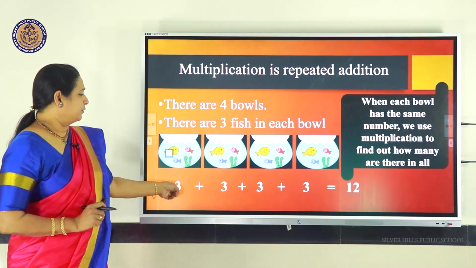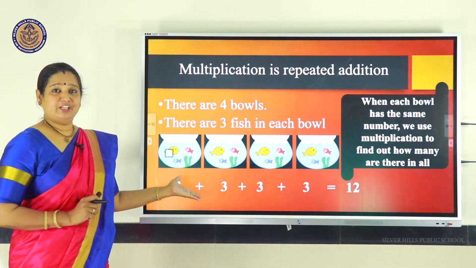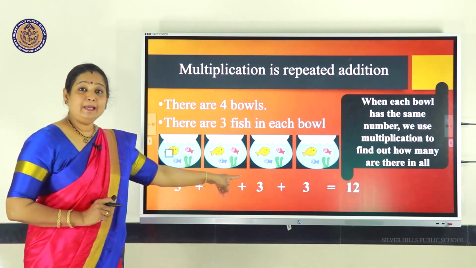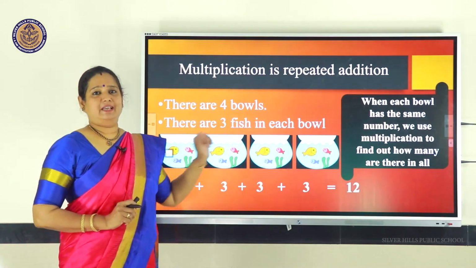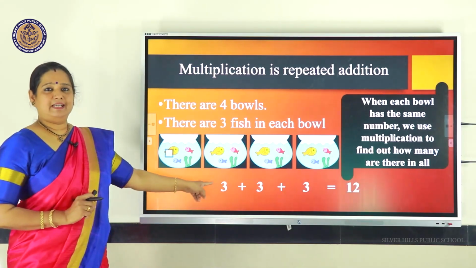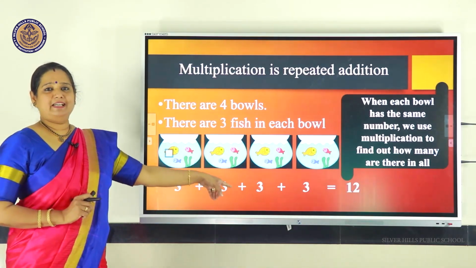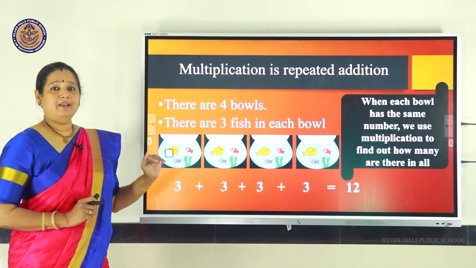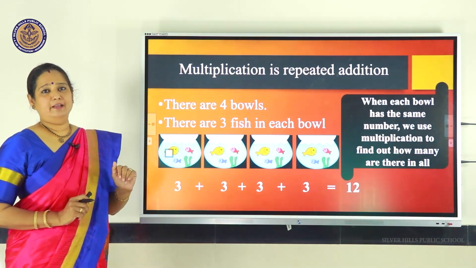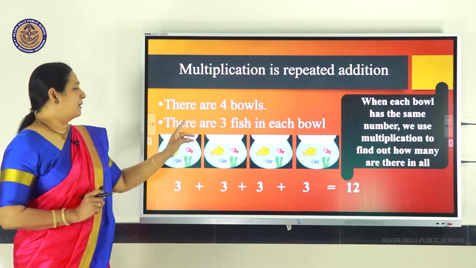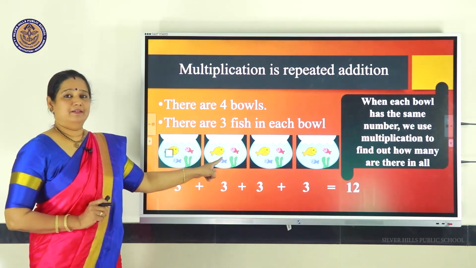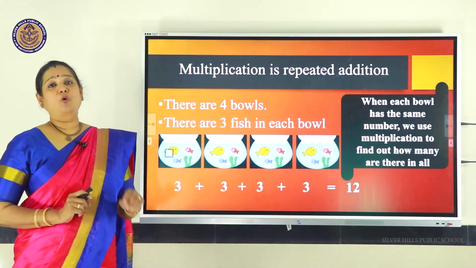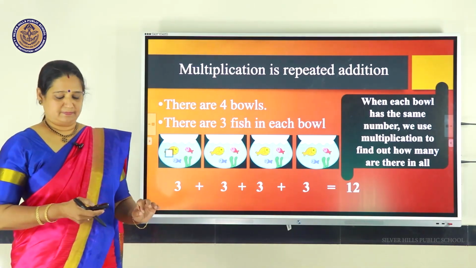So instead of doing multiplication, before we did addition, that is we used to add 3 plus 3 plus 3 plus 3. We know that 3 plus 3 is 6, 6 plus 3 is 9, 9 plus 3 is 12. So total 12 fish are there in the bowl. When each bowl has the same number, we use multiplication to find how many are there in all.